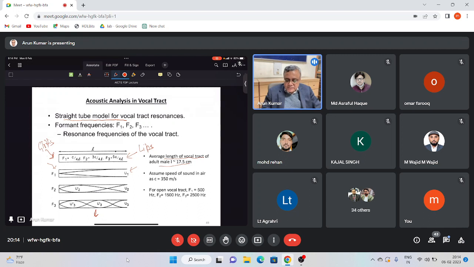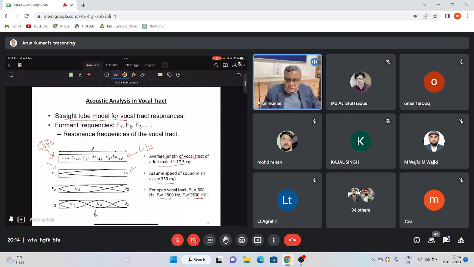So the average length of the vocal tract for an adult male, let us take it to be 17.5 centimeter. And if we assume the speed of sound in air to be 350 meters per second, then you can work out from simple high school physics that the corresponding resonant frequencies F1 will be 500 hertz, F2 is 1500 hertz, F3 is 2500 hertz.